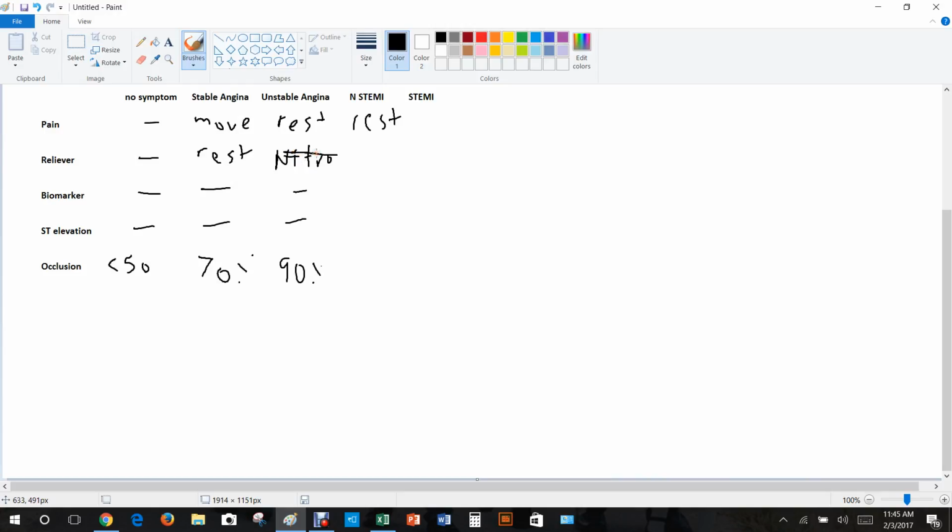I probably should have put nitro there. Nothing really relieves it. And biomarker. In this case, the biomarkers are going to be elevated in an end-STEMI. Now, a biomarker basically means when heart muscle dies, little pieces that were inside the cell come out. And one of the little pieces inside the cell is something called troponin.